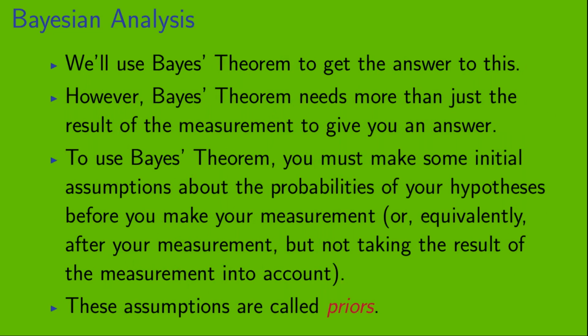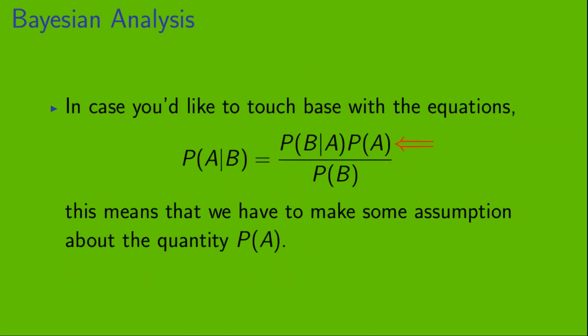We'll use Bayes' theorem to get the answer to this. However, Bayes' theorem needs more than just the result of the measurement to give you an answer. To use Bayes' theorem, you must make some initial assumptions about the probabilities of your hypotheses before you make your measurement, or equivalently after your measurement, but not taking the result of the measurement into account. These assumptions are called priors. In case you'd like to touch base with the equations, this means that we have to make some assumption about the quantity in Bayes' theorem, P of A.